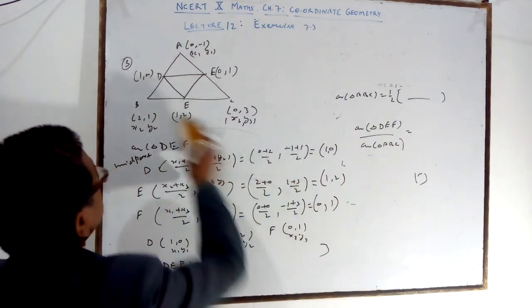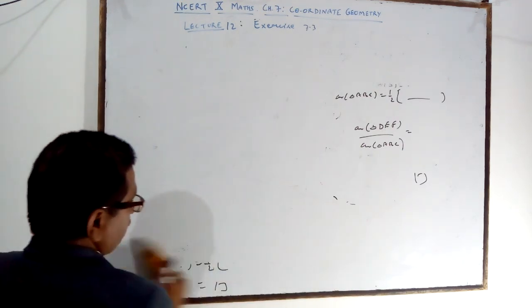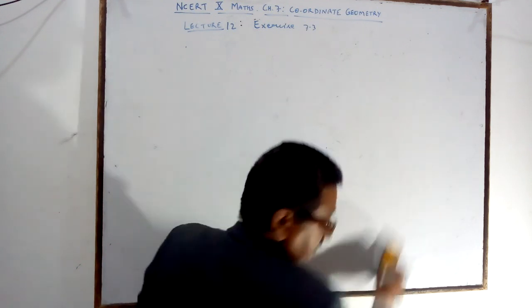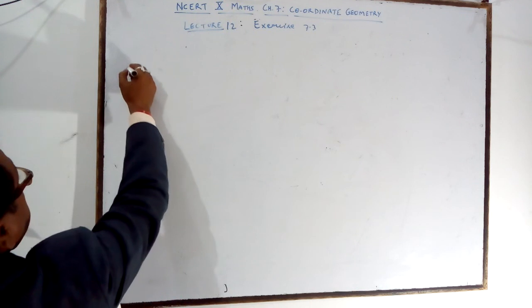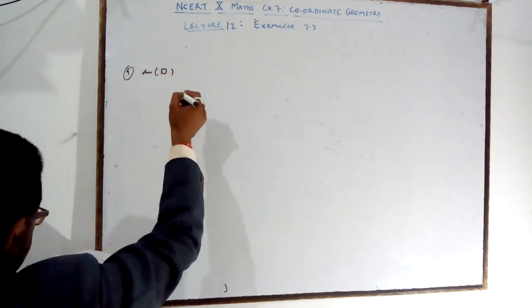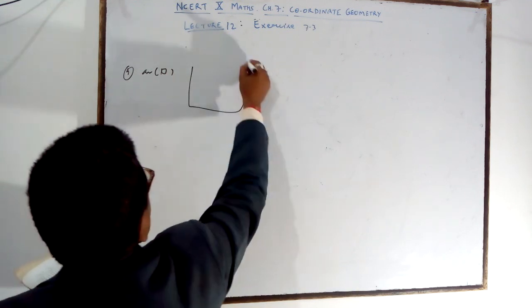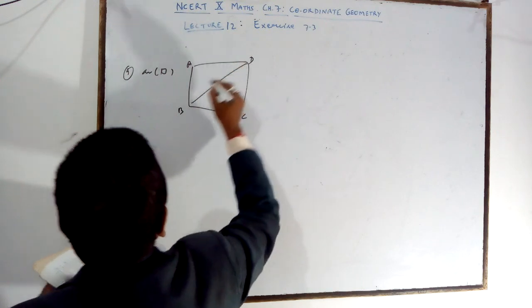Question number 4 is given here. What is the question you see here? In question number 4 it is given: find the area of the quadrilateral. What is the quadrilateral given? The name is not given. Area of quadrilateral ABCD: as in an example I told you, just join BD.